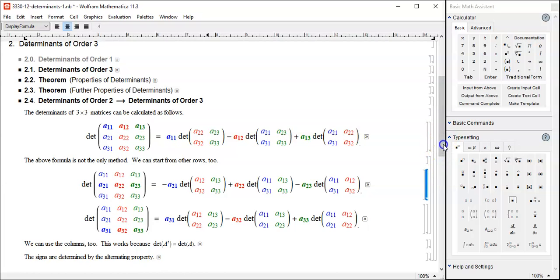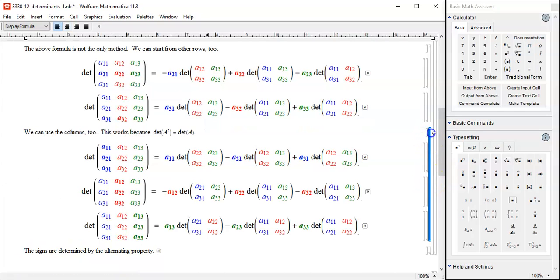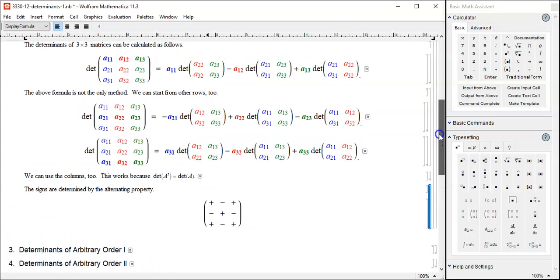I guess some application or example problem is in order. Let's see, do I have some example problems here? Okay, plus, minus, plus.